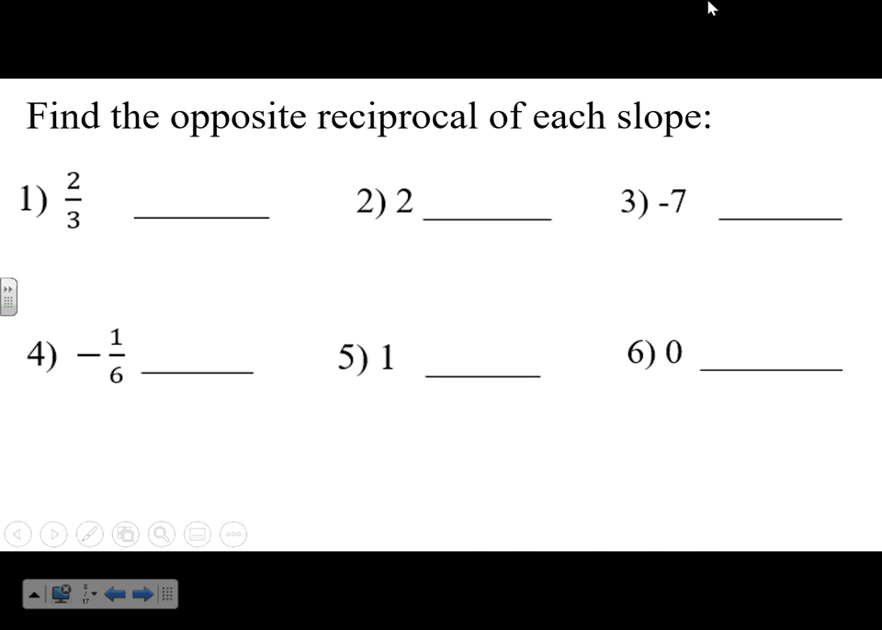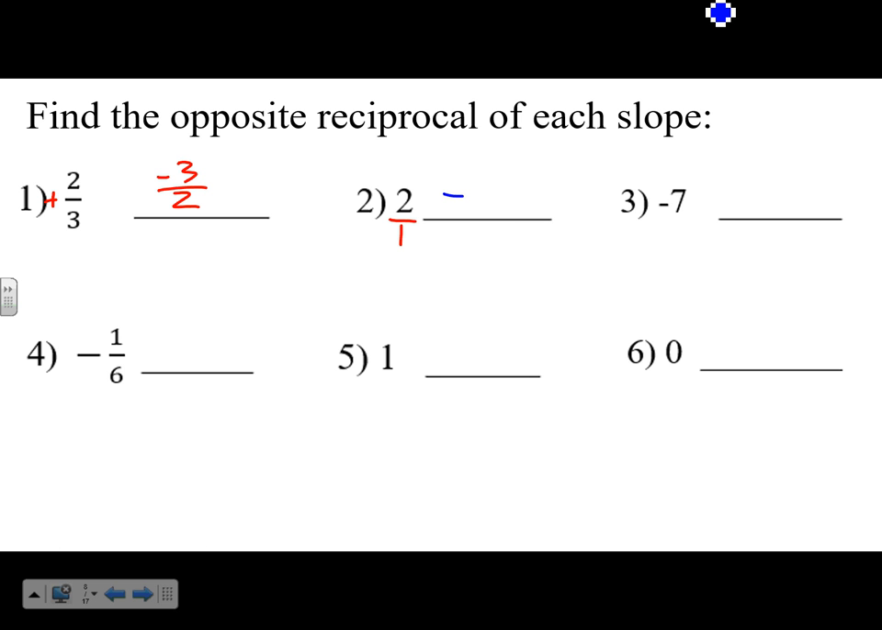So find the opposite reciprocal to all these slopes. So remember, the opposite is the sign. So 2/3 is positive, so the opposite is negative, and then 3/2. Now, for me personally, I always put the negative with the numerator. I think that makes it a little bit easier. Now, the next one is just 2. Well, remember, if you don't have a fraction, you can make any number a fraction by putting it over 1. So now the opposite reciprocal, the opposite is negative.